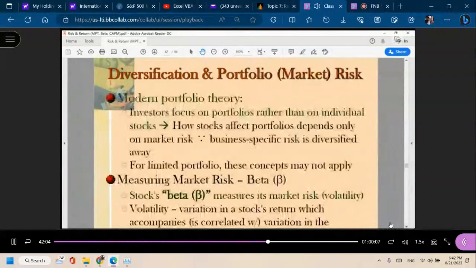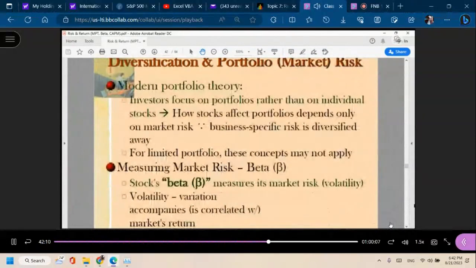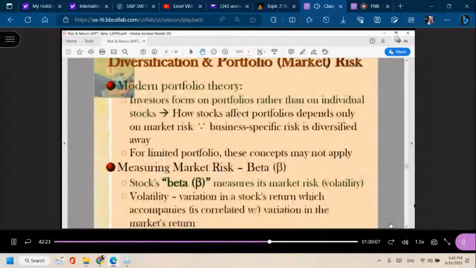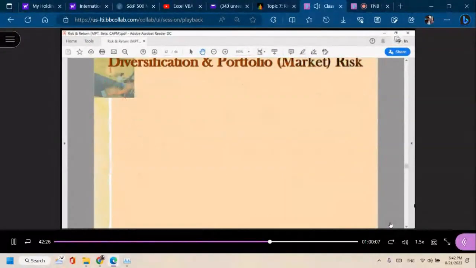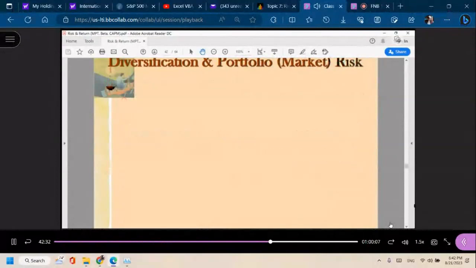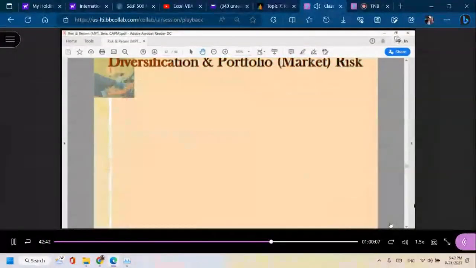But then what about the systematic risk part? I mean, it doesn't get diversified away. So what do you do? What do you need to do? Well, since we cannot diversify away the systematic risks, and because the systematic risk is coming from the macroeconomic system and the financial market, we will need to react accordingly to how the market moves.